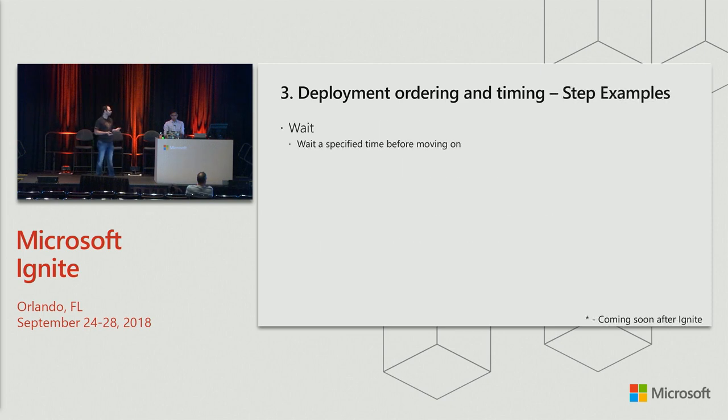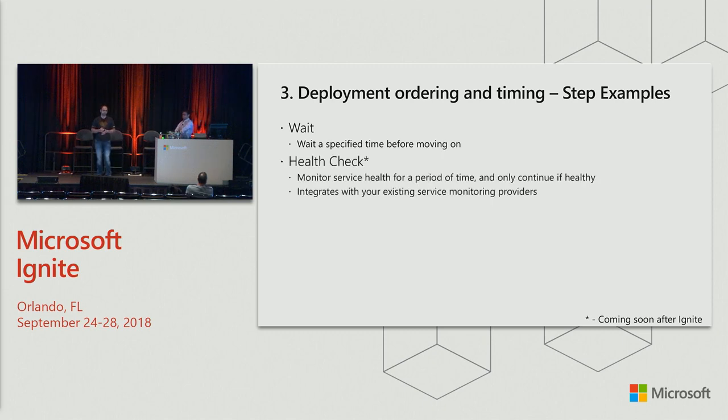The first obvious one here is wait. Sometimes when you want to deploy a resource, it has to take some time to bake. Let's say you're deploying a VM, it needs to install a few agents, get running before you can move on to the next thing because your next thing has a dependency on it. Just wait. Health check. You want to deploy to a particular region, monitor the health of the service over a period of time, say 24 hours, polling every 30 minutes, making sure things are green before moving on.